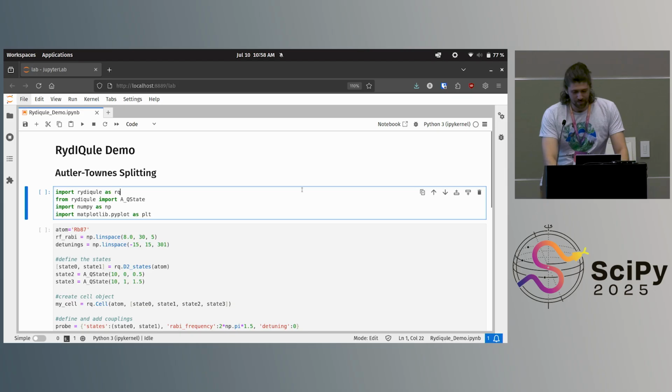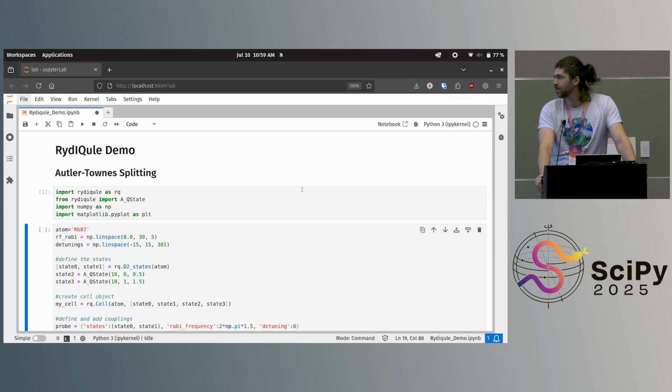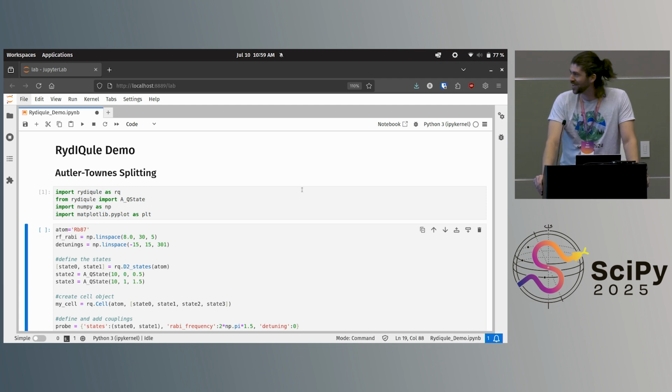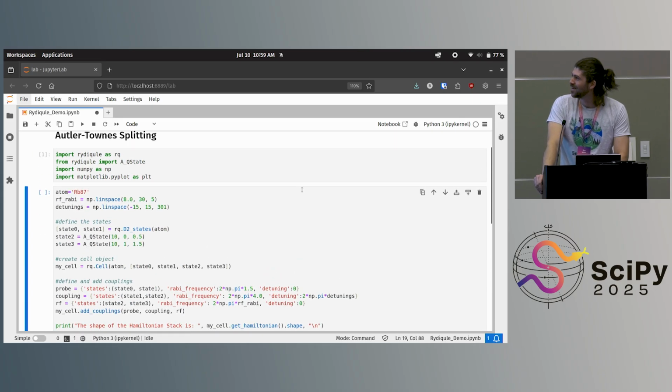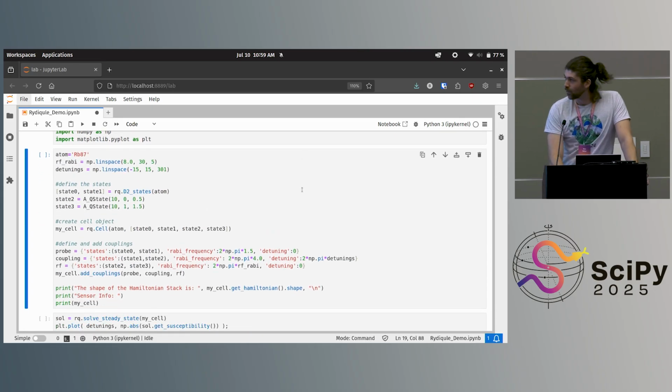So we start with our imports. We import RydIQule as RQ. It's nice that Q is, well, until a little bit more recently, a sort of underused letter, so we can kind of have our own semi-unique two-letter abbreviation. And now let's look at this. We say what our atom is, rubidium-87. These are a couple of the laser parameters we're going to sweep. And then this is just, we define all of our states. So that's all of the levels in that system in that diagram that I showed earlier.